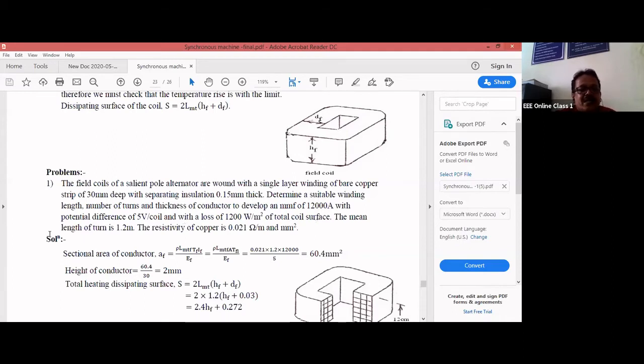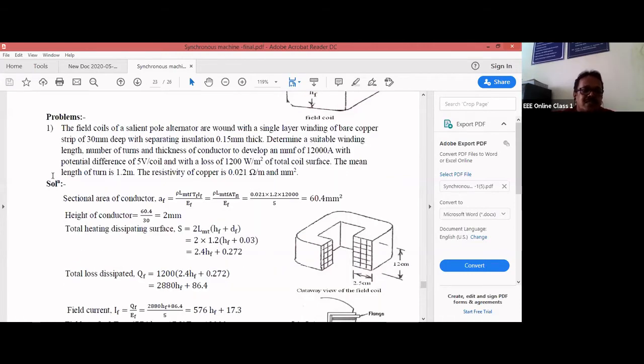Okay. The mean length of the turn is 1.2 meter. The resistivity of the copper is 0.021 ohm per meter per mm square. This problem I have taken from A.K. Sawhney, very much important problem. So let us solve for a suitable winding length, number of turns and thickness.